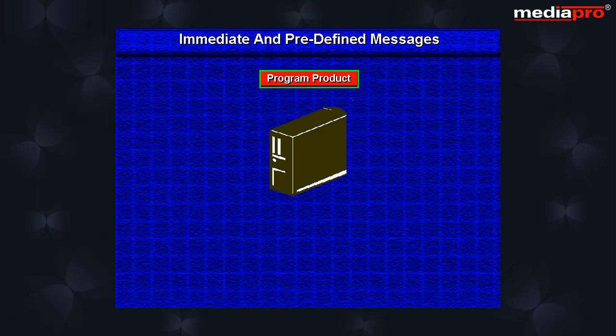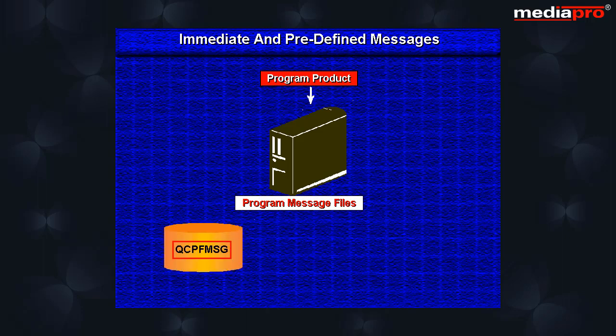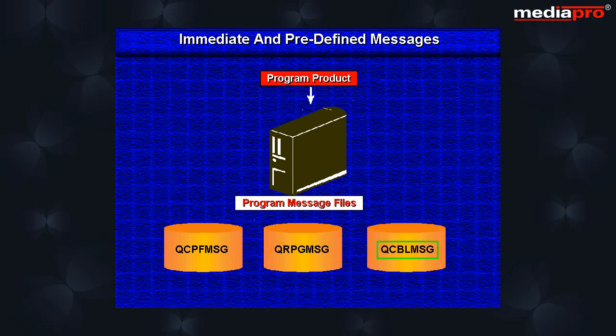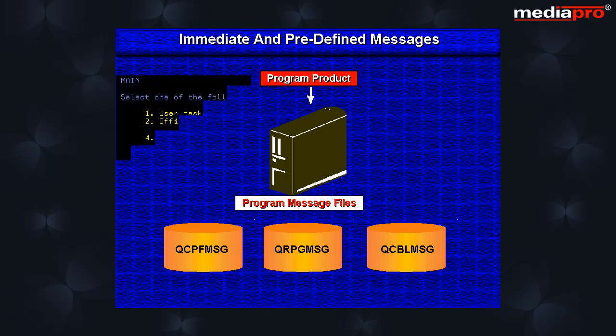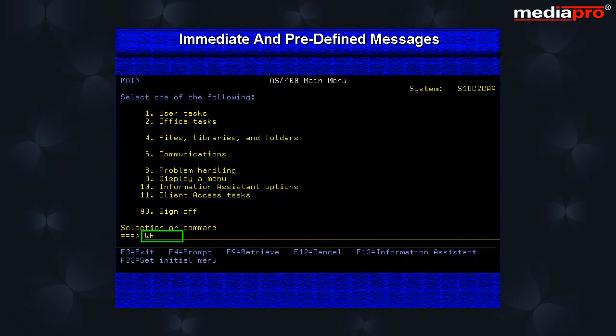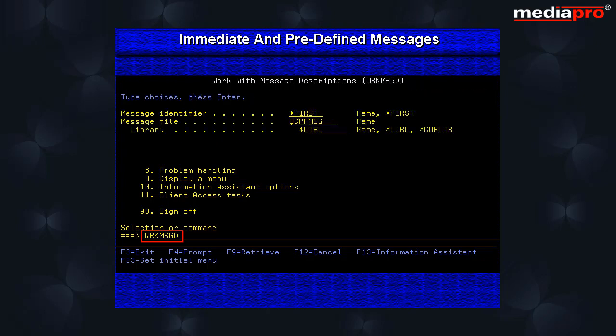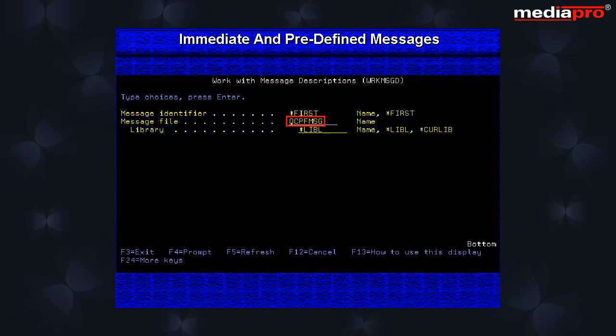Every program product on the AS400 has its own message file such as QCPF-MSG, QRPG-MSG, QCBL-MSG. Let us use the Work with Message File Description command to look at the QCPF-MSG message file. Message files have an object type of *MSGF.